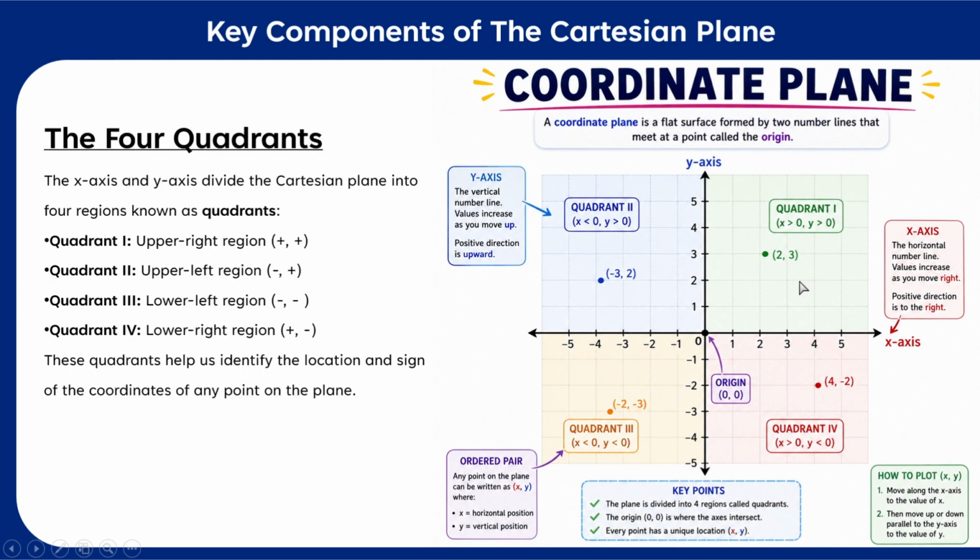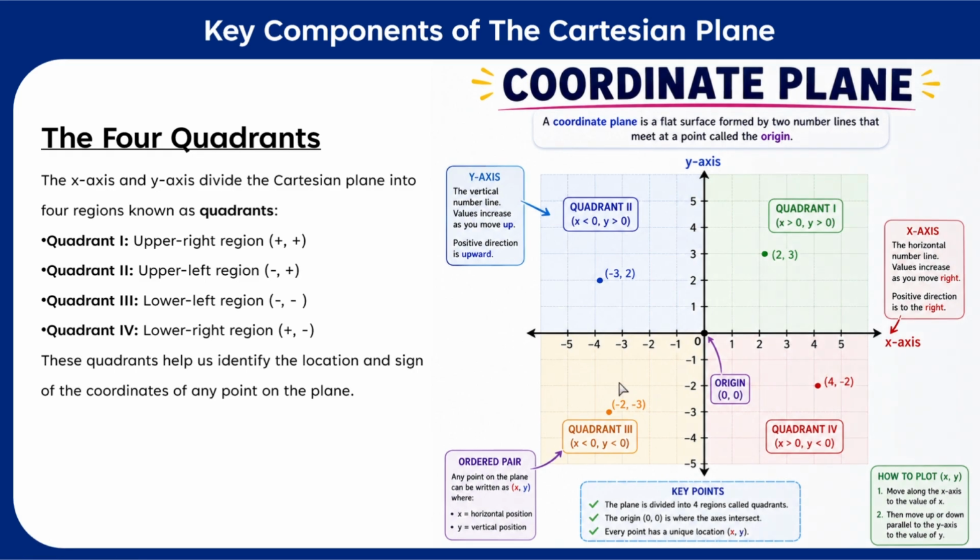The four quadrants. So the x-axis and the y-axis divide the Cartesian plane into four regions known as the quadrants. Quadrant 1, the upper right region, where both the x and the y values are positive. Quadrant 2, the upper left region, where the x values are negative and the y values are positive. Quadrant 3, the lower left region, where both the x and the y values are negative. And then quadrant 4, the lower right region, where we have positive x values and negative y values.